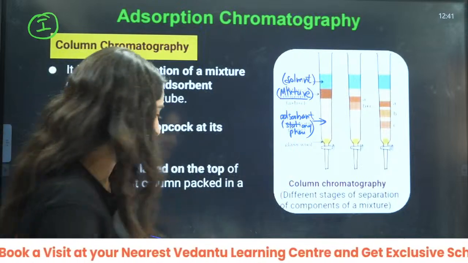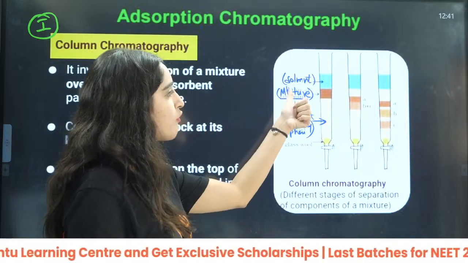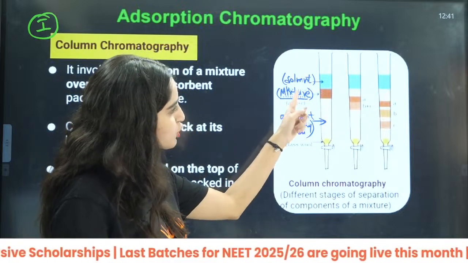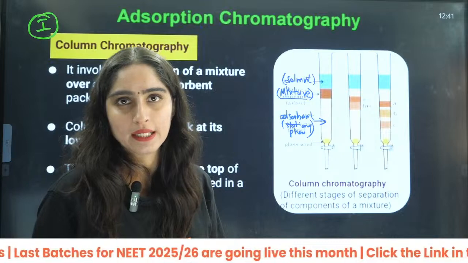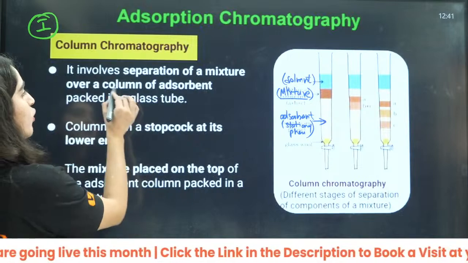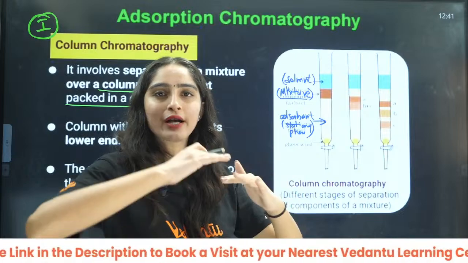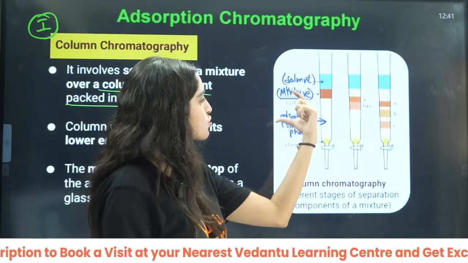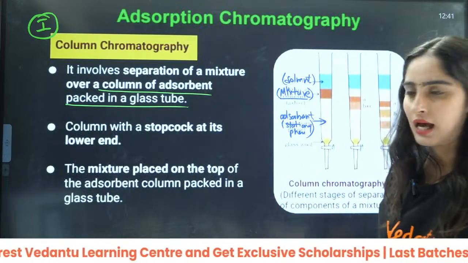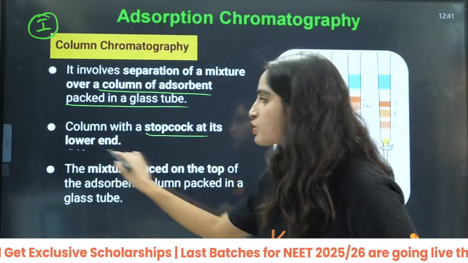Now beta, what you will see is the adsorption of the components on the adsorbent. So let us see. It involves separation of a mixture over a column of adsorbent packed in a glass tube. You have different columns here, solvent, this and that, over a column of the adsorbent packed in the glass tube. You have this adsorbent that is packed in the glass tube, column with stopcock at its lower end.